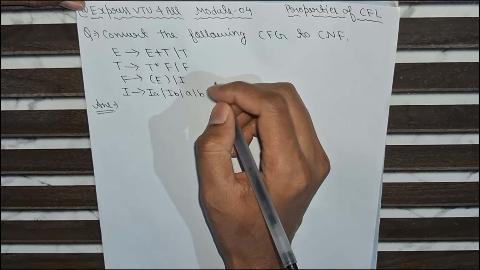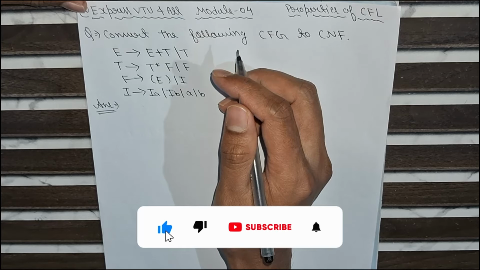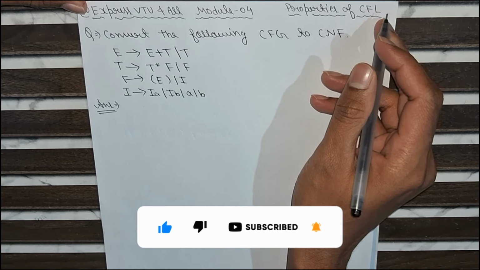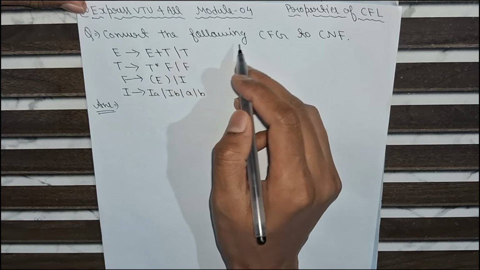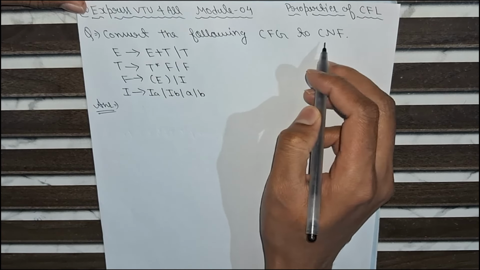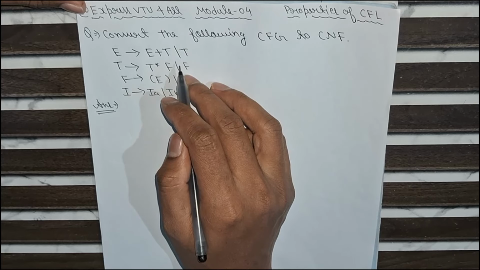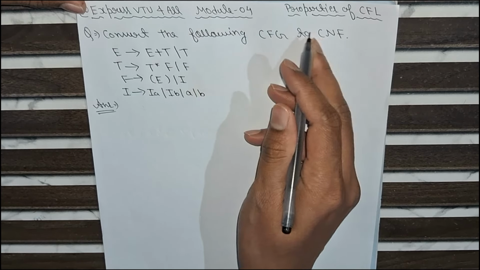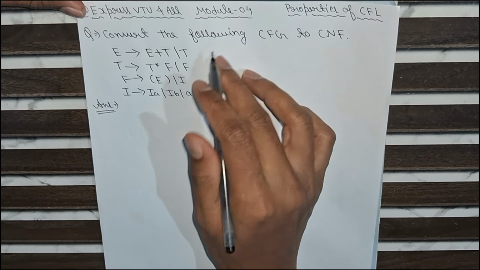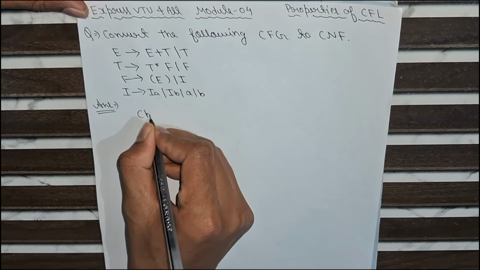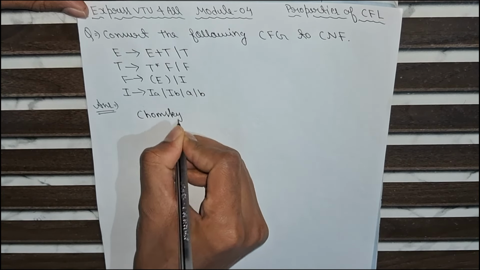In today's video, we are going to solve a very important question from Module 4, Properties of Context-Free Languages. The question is: convert the following context-free grammar to Chomsky Normal Form. A context-free grammar is given in the question and we have to convert it to Chomsky Normal Form. Before converting this grammar, we will see what is meant by Chomsky Normal Form.